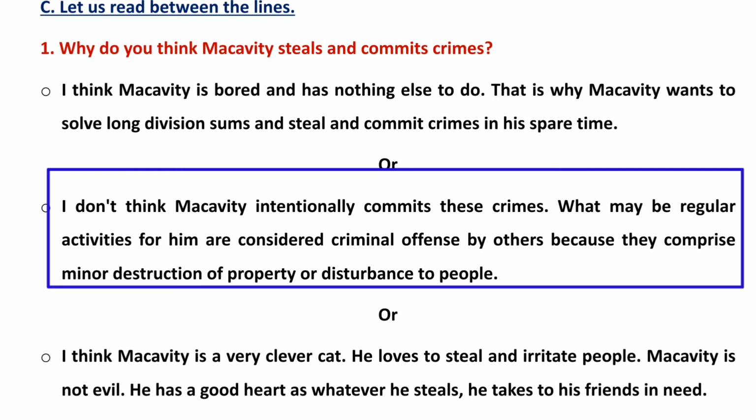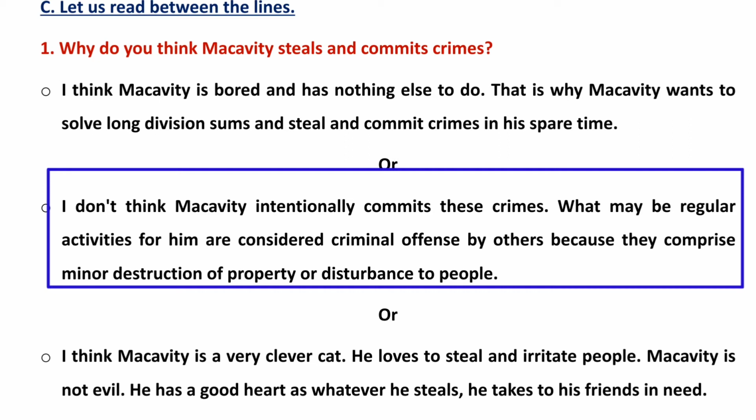Second point: I don't think Macavity intentionally commits these crimes. He didn't do it voluntarily, because that is his nature. The regular activities of the cat itself look like a criminal offense.